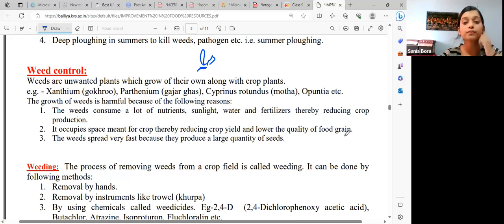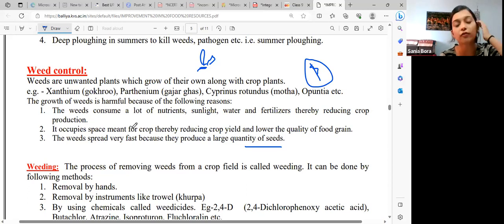For example, over here I can grow 10 plants, but because of weeds I can only grow 5, because in 5 places weeds have grown. So there is no space for the plants to grow. The weeds spread very fast because they produce a large quantity of seeds. So they spread all over and there is no space for the actual plant to grow. That is why they are harmful and known as unwanted plants.